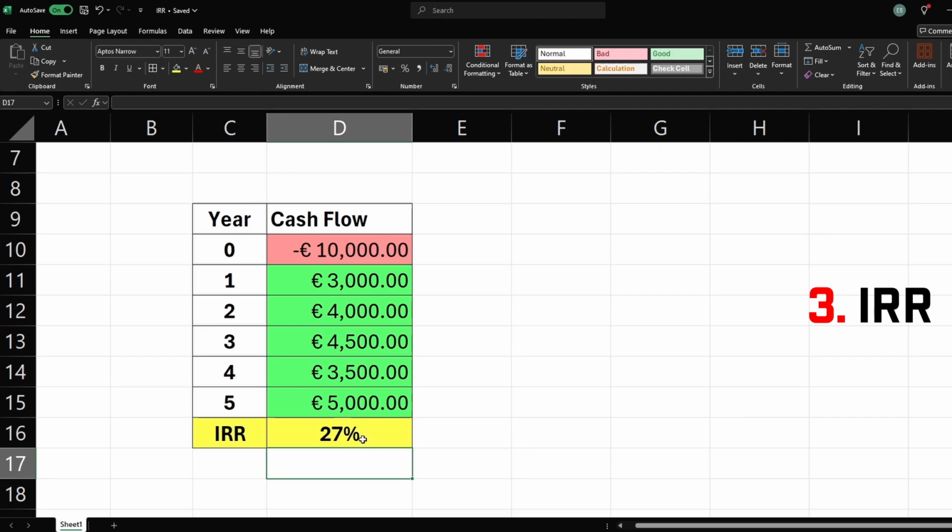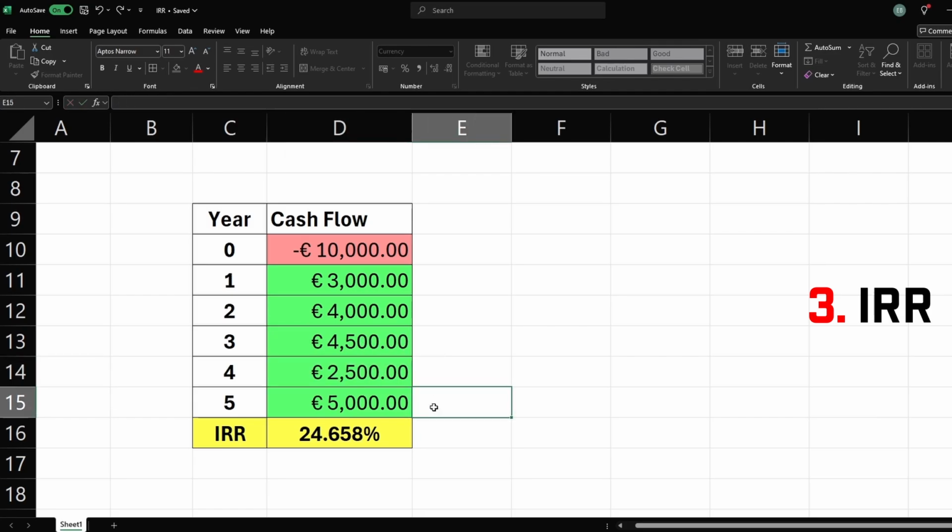To show more decimal places, click the Increase Decimal button under the Home tab in the Number group. You can change the cash flows in the cells to see how the IRR percentage updates automatically.